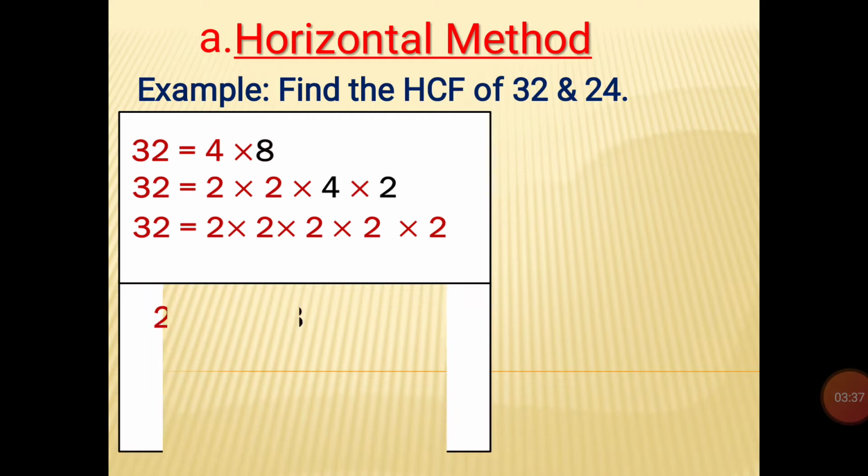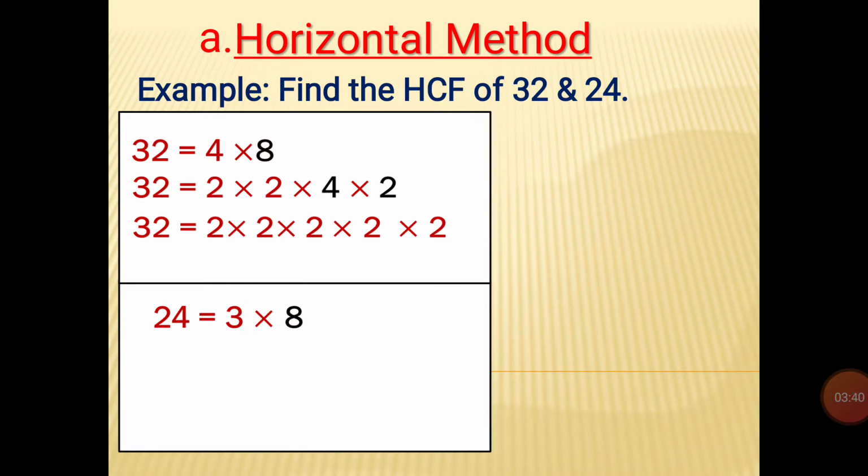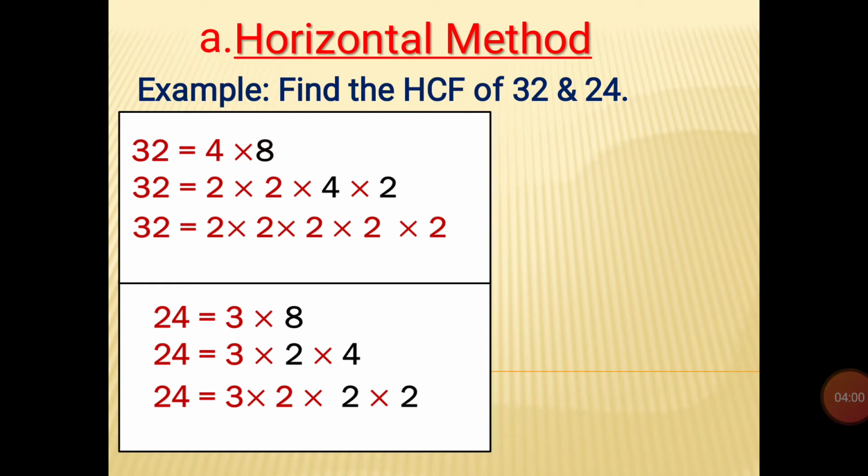Now, 24. 24 is present in 3's table. So instead of 24, we will write factors as 3 into 8. 3 is not divisible by any other number, so we will write 3 as it is. 8 is the second factor of 24. So instead of 8, we will write 2 into 4. As 3 and 2 are not divisible by any other number, we will write 3 into 2 as it is. But 4 is divisible by 2. So instead of 4, we will write factors as 2 into 2.